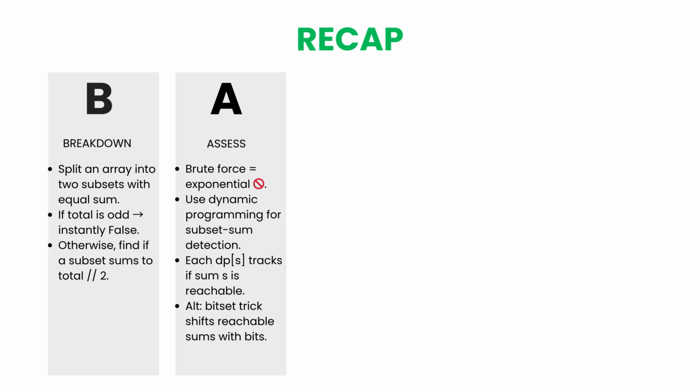Assess recap. We compared approaches and saw why brute force fails. Backtracking grows exponentially and becomes unmanageable very quickly. Dynamic programming, on the other hand, gives us structure and efficiency. By tracking which sums are reachable as we process each number, we convert the problem into a predictable O of n times target solution. There is also a bitset trick that accomplishes the same idea using fast bit shifts.